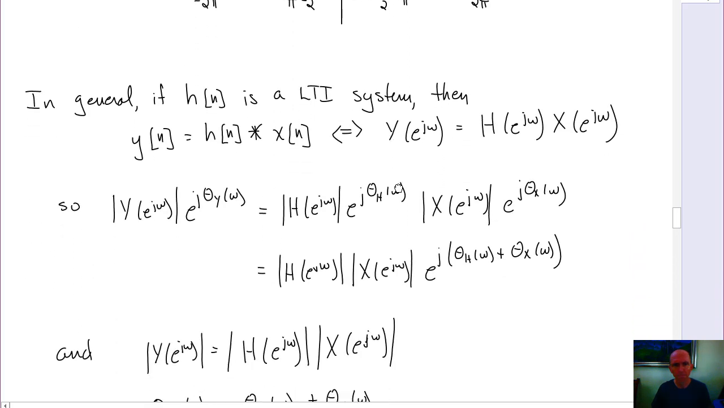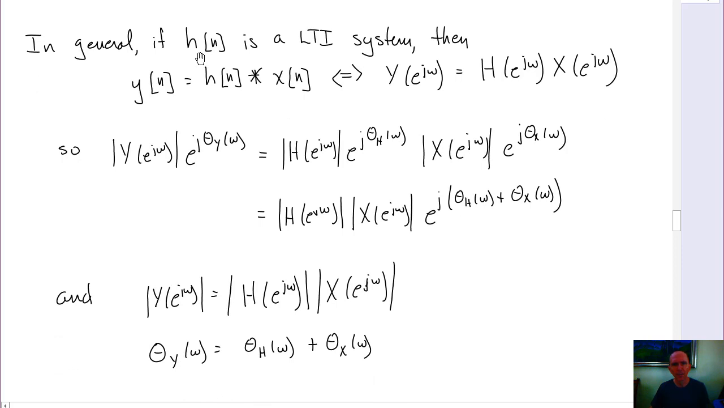Now, in general, if h of n is the impulse response of a linear time invariant system, the output is going to be the convolution. Now, a convolution in time is a multiplication in frequency. And so if we look at this equation in frequency, this is what we get. Now, let's write each of these terms, y, h, and x, in terms of its magnitude and its phase. So we'll write the magnitude and phase of y, magnitude and phase of h, and the magnitude and phase of x.